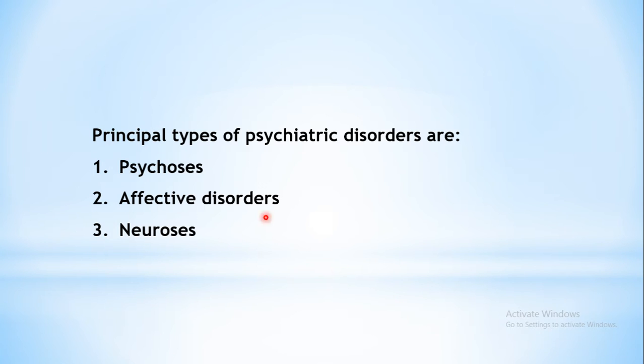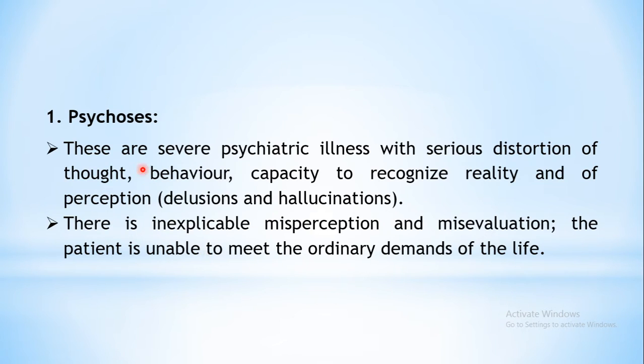Okay, so before coming to the principal types of the psychiatric disorders, it is basically divided into three types. First one is psychosis, second one is affective disorders, and the third one is neurosis. So these are the three gross types of psychiatric disorders. Under this, again there is sub-classification, various conditions are involved under this also.